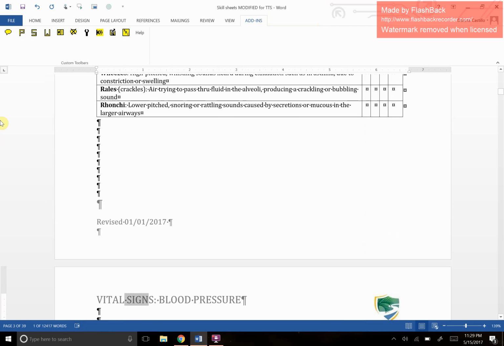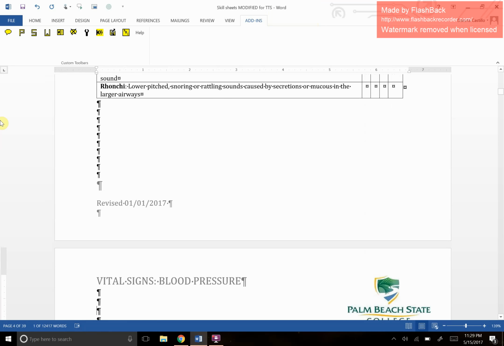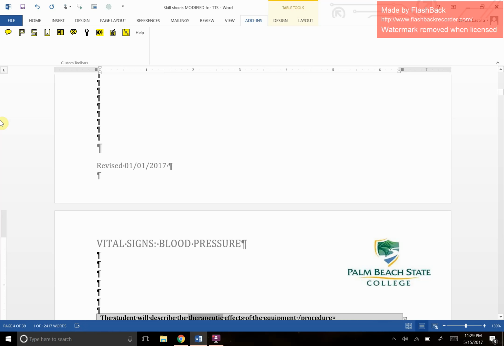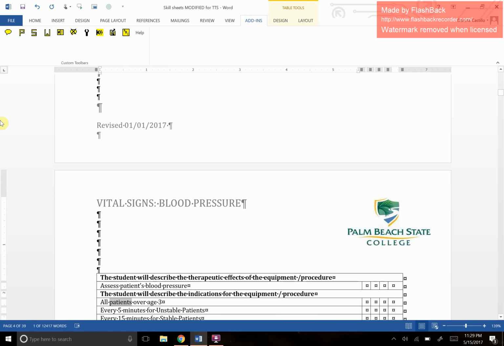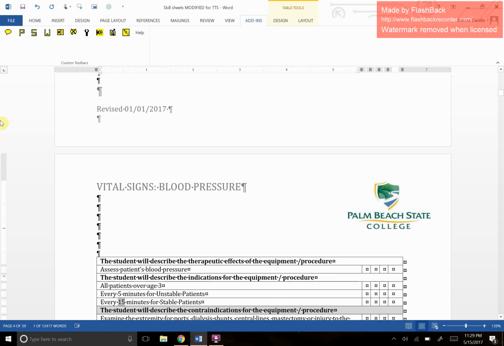Vital signs: blood pressure. The student will describe the therapeutic effects of the equipment/procedure. Assess patient's blood pressure. The student will describe the indications for the equipment/procedure. All patients over age 3. Every 5 minutes for unstable patients. Every 15 minutes for stable patients.